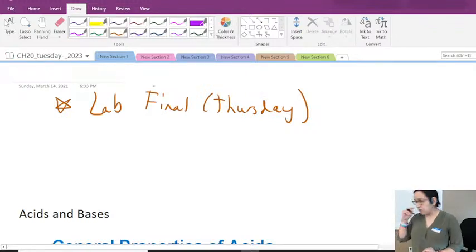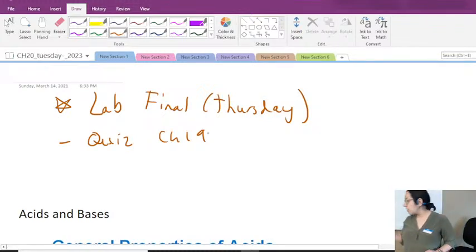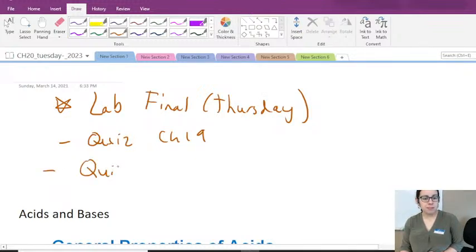And then, also on the docket, of course we'll take our quiz today over chapter 19. But then up at the front, I have the chapter 20 quiz, and Dorothy and I have decided that we're going to do the chapter 20 quiz as a bonus take-home quiz.